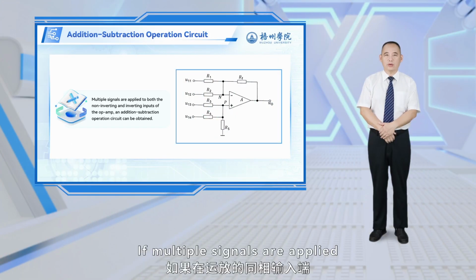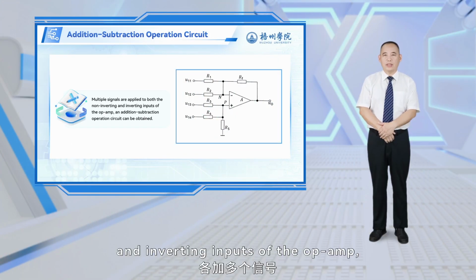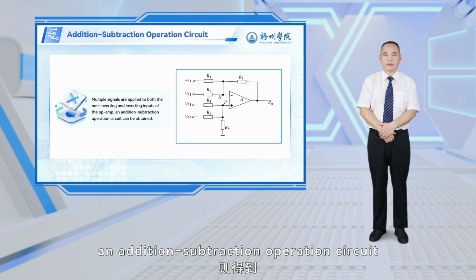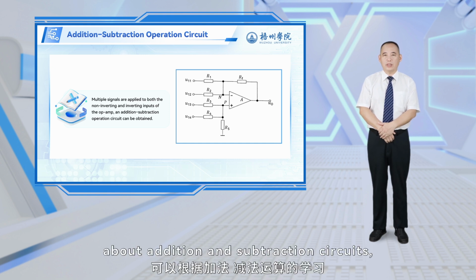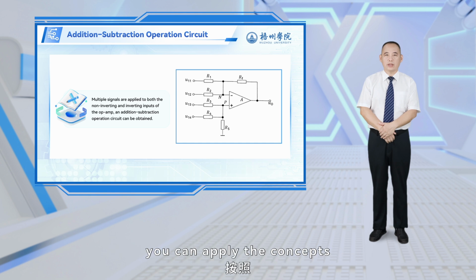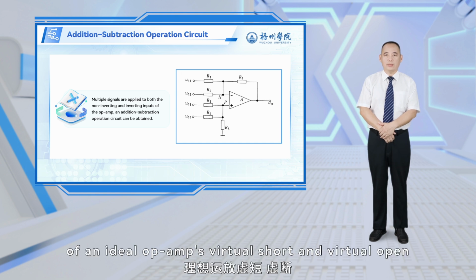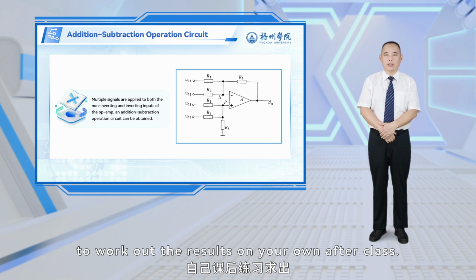If multiple signals are applied to both the non-inverting and inverting inputs of the op-amp, an addition-subtraction operation circuit can be obtained. Based on what we have learned about addition and subtraction circuits, you can apply the concepts of an ideal op-amp's virtual short and virtual open to work out the results on your own after class.